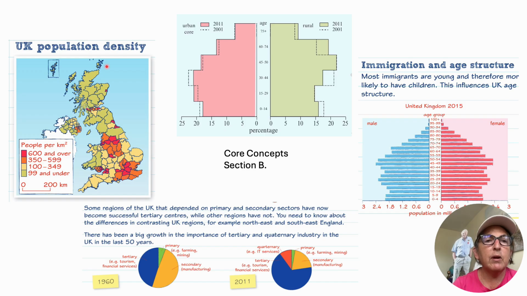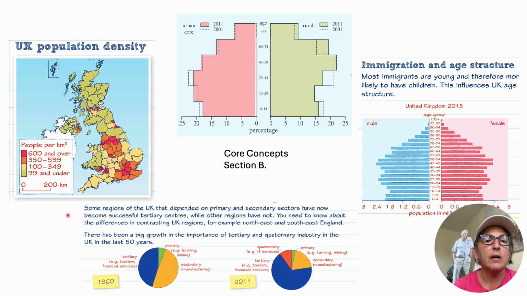So let's get ready for our core concepts. Right, I'm going to work my way round the clock here. So the first thing to look at is the UK population density. And we can see on this map that the southeast is more densely populated, and the central area is more densely populated than places like Scotland, Wales and the north. Okay, then in between these areas here.